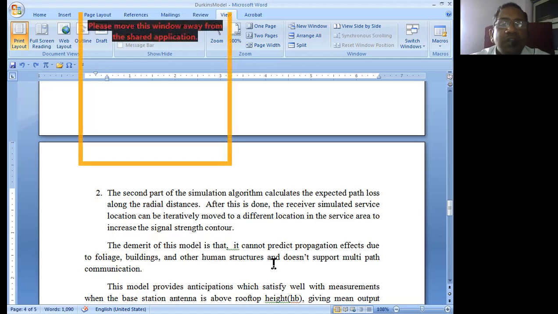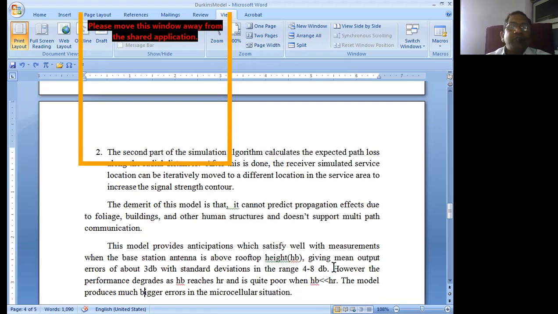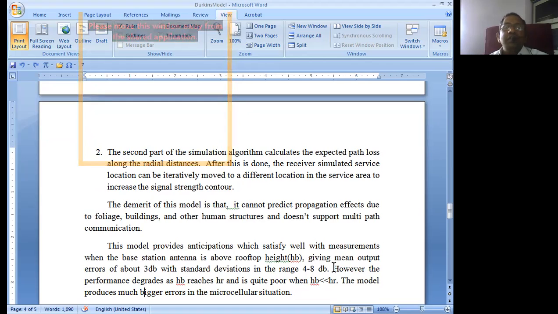That is, it will be ready to perform service to the end user. Now, the demerit of this model is that it cannot predict the effects due to foliage, buildings, and other human structures, and doesn't support multipath communications. It does not support multipath communications, and it really is going to have some obstacles in the case of large buildings and congregations of trees. Whenever you have a lot of trees in between, you're going to experience some signal loss. It is not going to predict all of them.